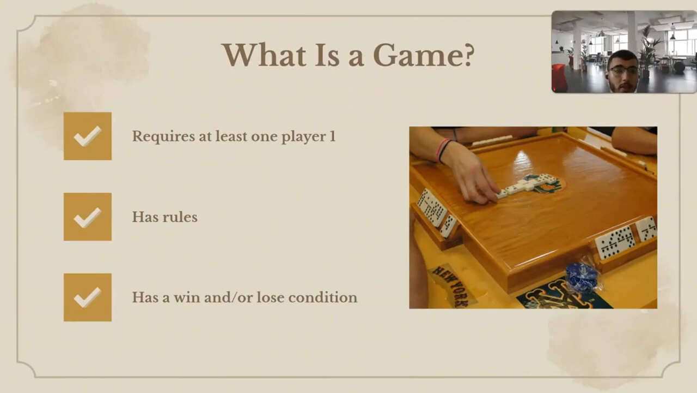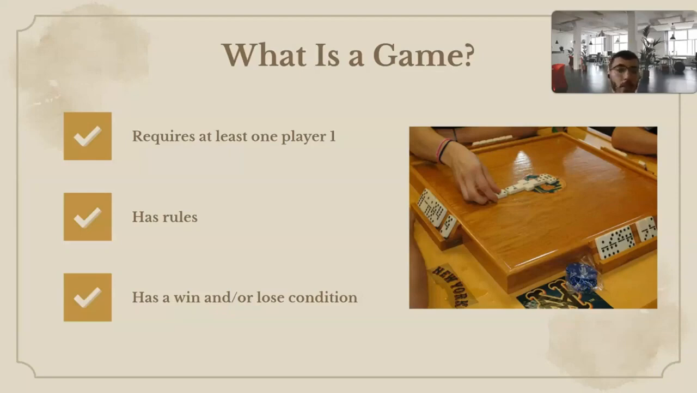A game is an activity that requires at least one person, doesn't necessarily need two people, and the game has a set of rules that the player or players have to follow. And the game or activity will consist of a win or lose condition or conditions.